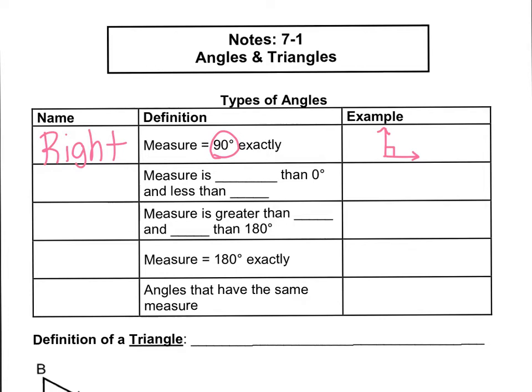Then we've got a measure that is more than 0, but less than 90 degrees. And we call that acute. And some people like to say, oh, it's such a cute little angle. It's small. It's less than 90 degrees. So it would look something like this.